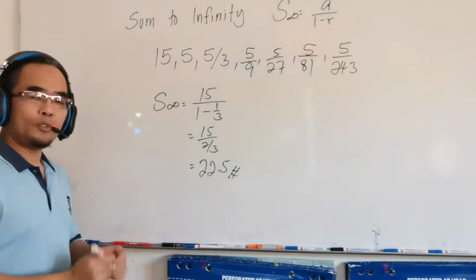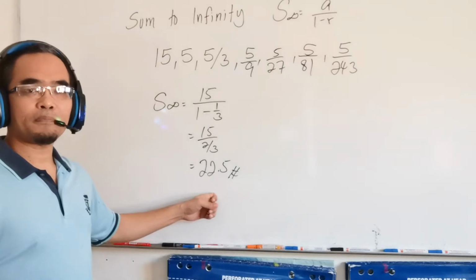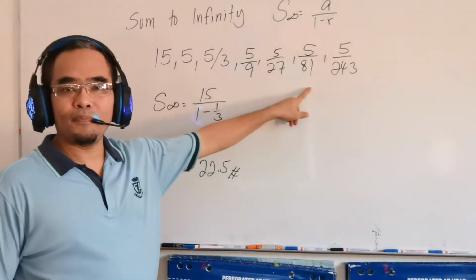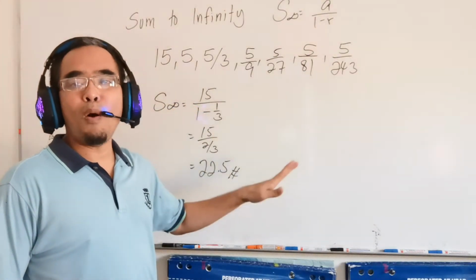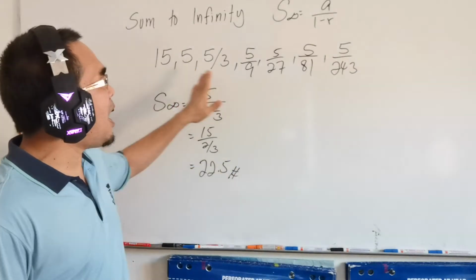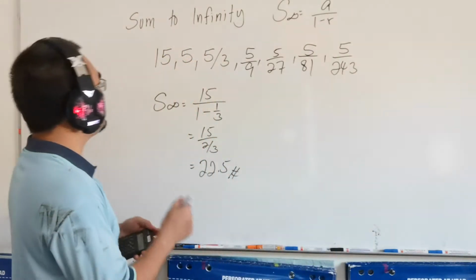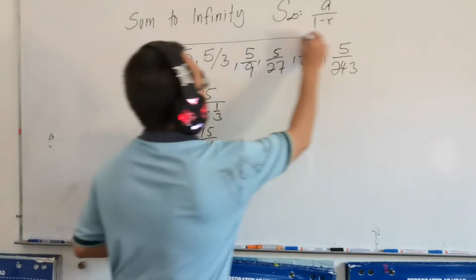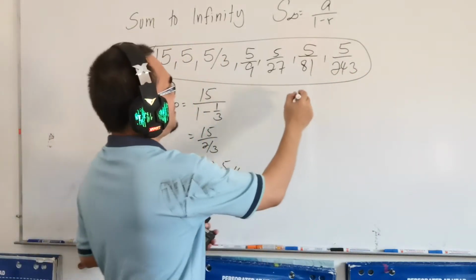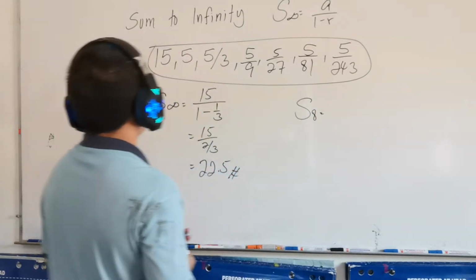Okay, so usually students will ask me, why is it called sum to infinity? Because if you add all these numbers, it will not be more than 22.5, regardless of how many numbers that you add. For example, if I add only the 8 numbers, that is not sum to infinity, but it will be sum of 8 numbers.